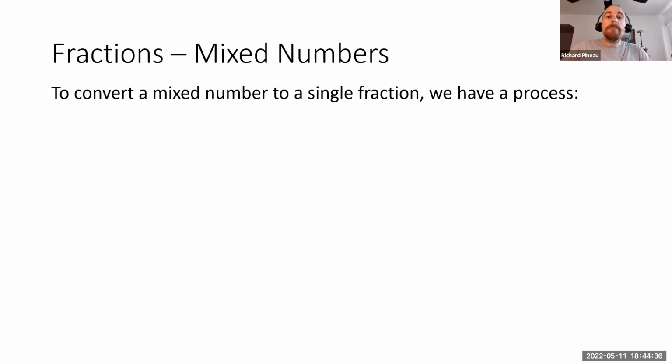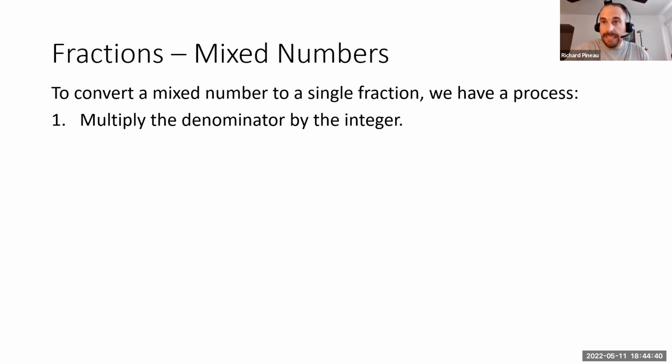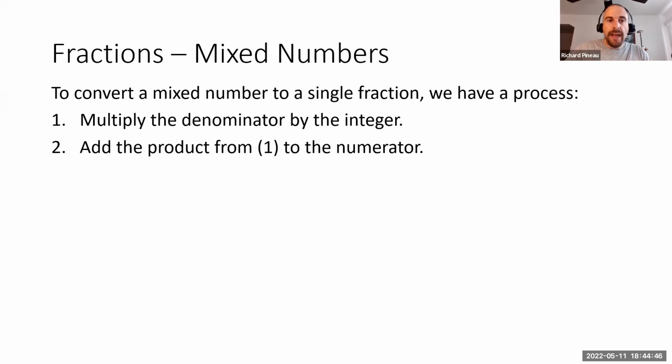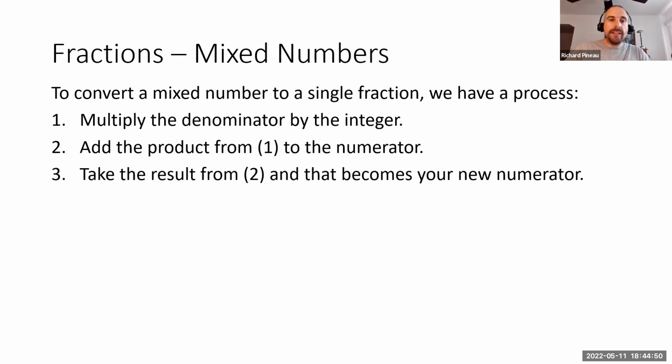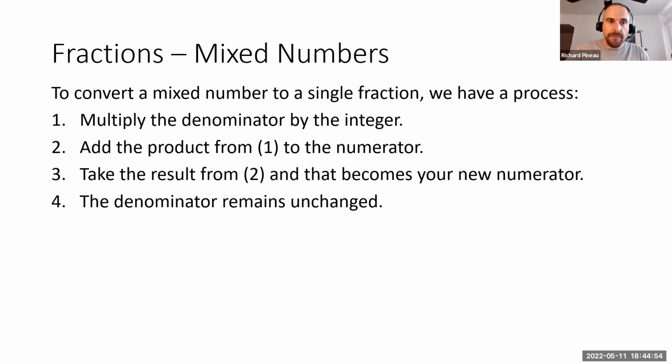Now, to convert a mixed number to a single fraction, there is a process. I hope you all are sitting down. Here's the process. Number 1, we multiply the denominator by the integer. Then we add the product from step 1 to the numerator. We take the result from step 2, and that becomes your new numerator, and the denominator remains unchanged.